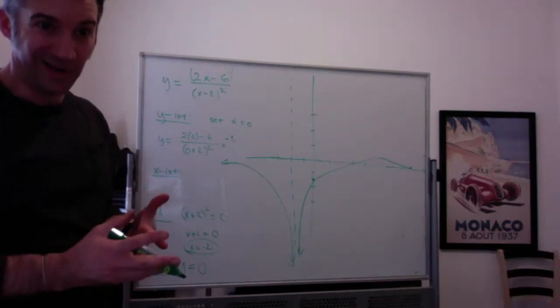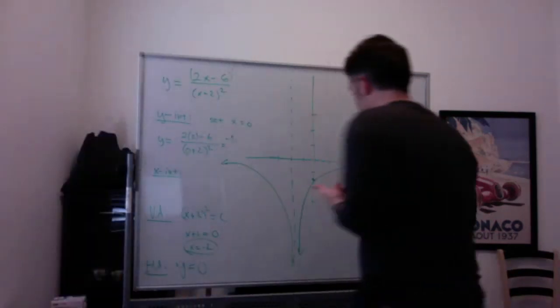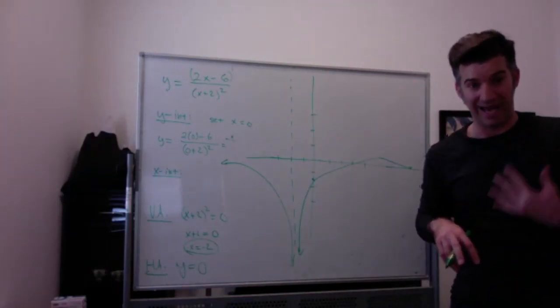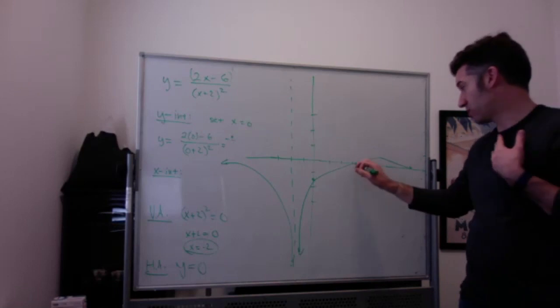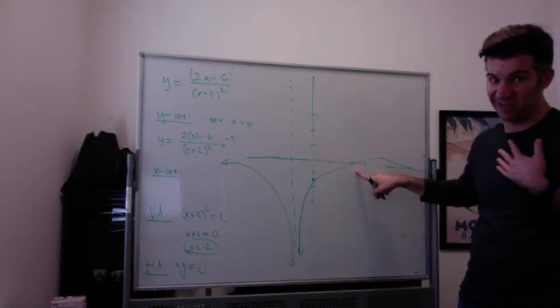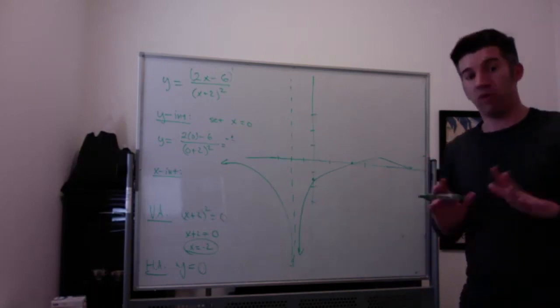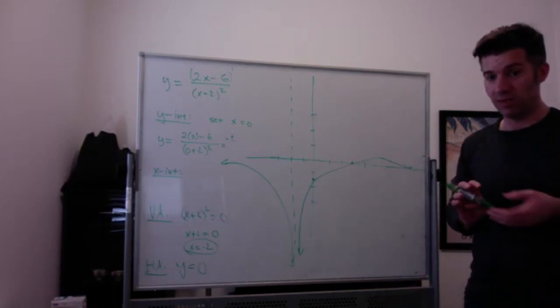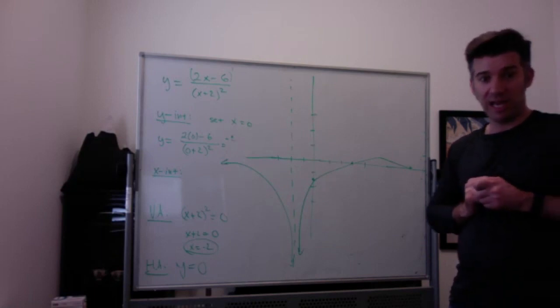I want to point out that this graph does cross its horizontal asymptote. Horizontal asymptote's right there, y equals 0, and we cross it right there at that x-intercept. So it is perfectly natural and okay for a function to cross its own horizontal asymptote. It doesn't happen all the time, but it does happen sometimes.